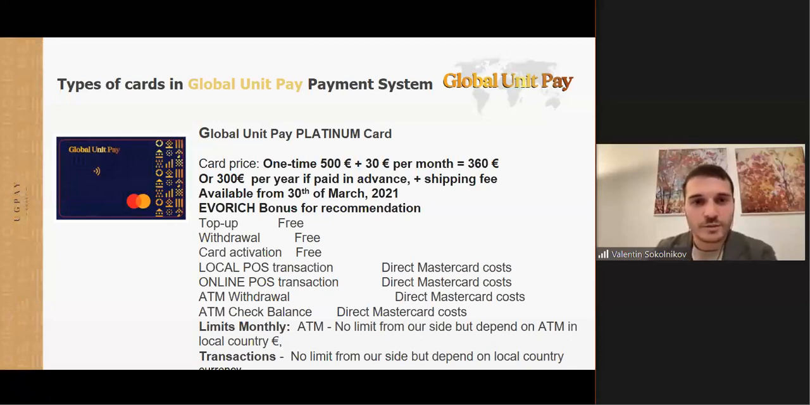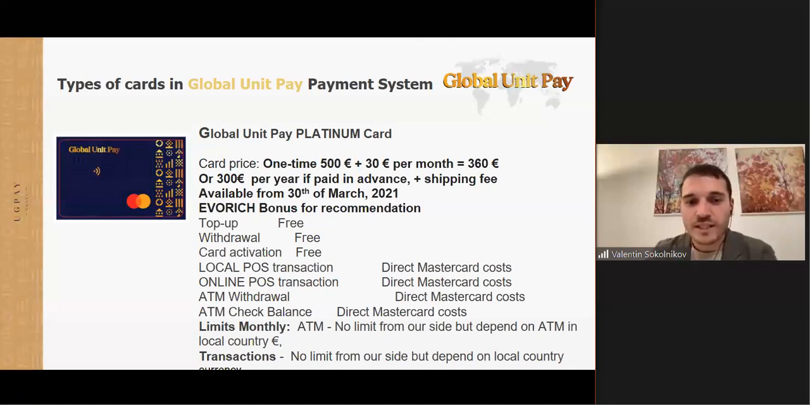Again, there is a caveat here. As soon as everything is confirmed and approved, we will place the final order, and our partners who would like to order this particular card will be able to do so. If possible, we'll try to do it sooner, in February. Maybe they will be available before the 30th of March, and then there will also be an Evorich bonus for recommendation.